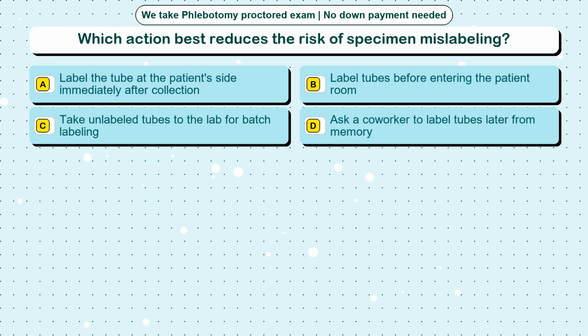Question 60. Which action best reduces the risk of specimen mislabeling? Option A. Label the tube at the patient's side immediately after collection. Option B. Label tubes before entering the patient room. Option C. Take unlabeled tubes to the lab for batch labeling. Option D. Ask a coworker to label tubes later from memory.